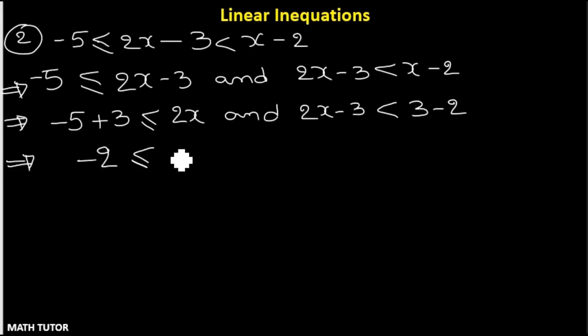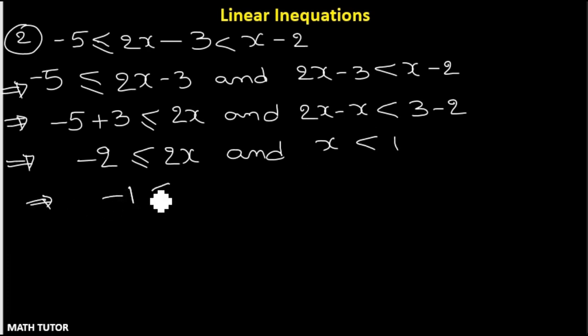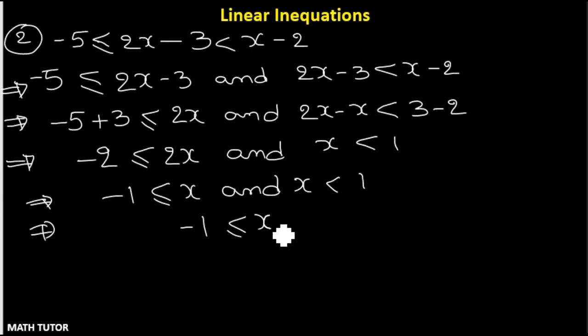Minus 2 less than or equal to 2x, and here 2x minus x, right? It will become x, and 1. So minus 1 less than or equal to x, and x less than 1. So minus 1 less than or equal to x less than 1. Okay. And given x belongs to integers.